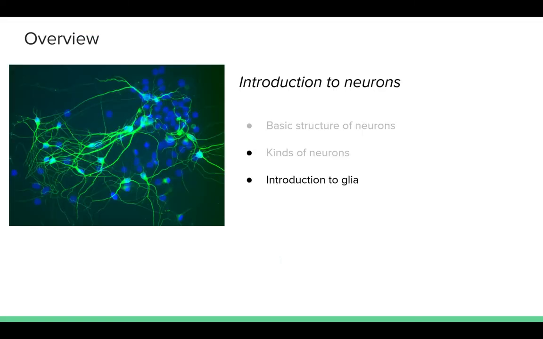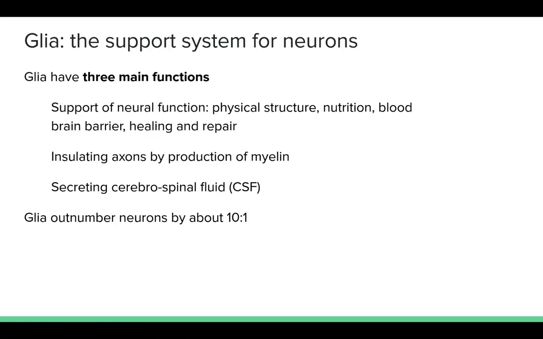Okay, so we've talked about the basics of neuronal structure, and we've talked about different kinds of neurons and how to think about them. The last thing that we're going to talk about today are glia. Glia are another class of cells that can be found in the brain, but they aren't neurons, and they don't carry out the same functions as neurons. We can really think of them as being the support system for neurons and for the rest of the brain.